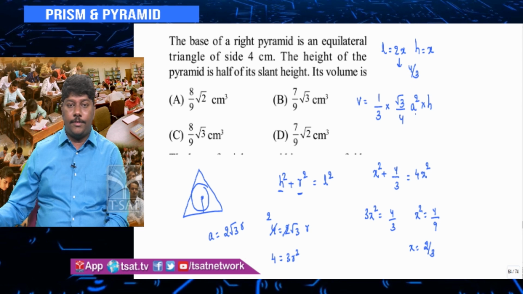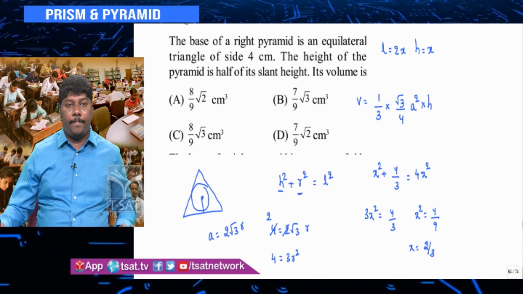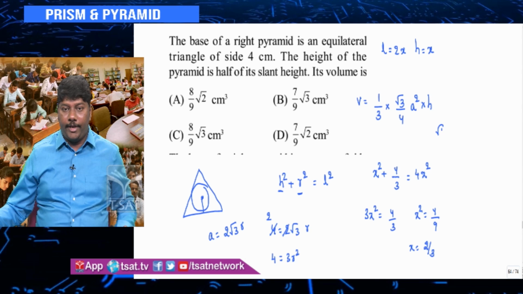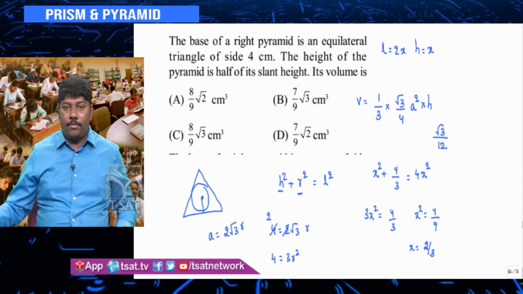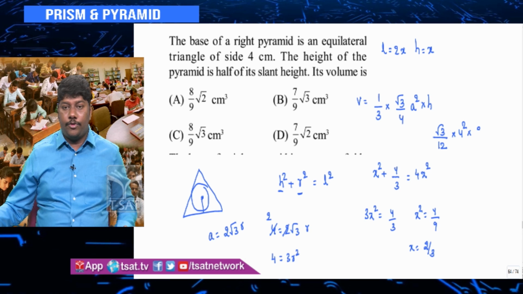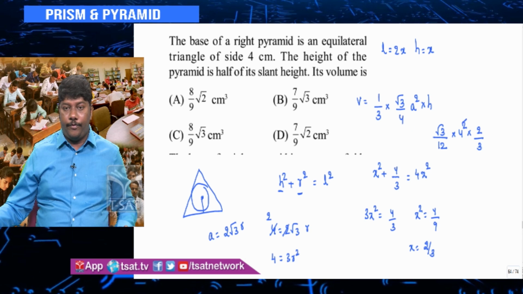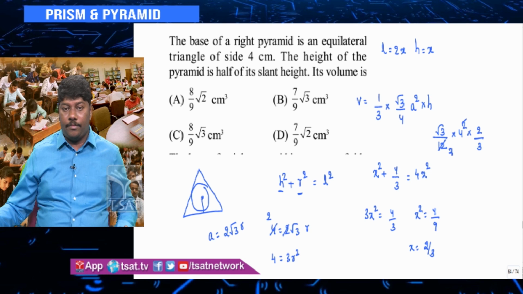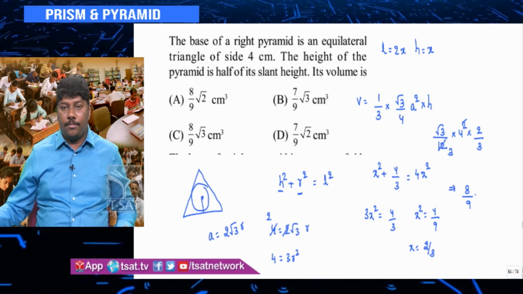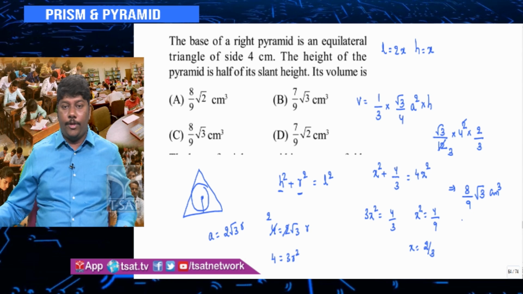We found this, but we do not need the slant height. The h value is enough. Base area is √3/4, a value is 4 square, height is 2/3. Cancel everything possible. So you are getting 8/9 √3 centimeter cube as the volume.